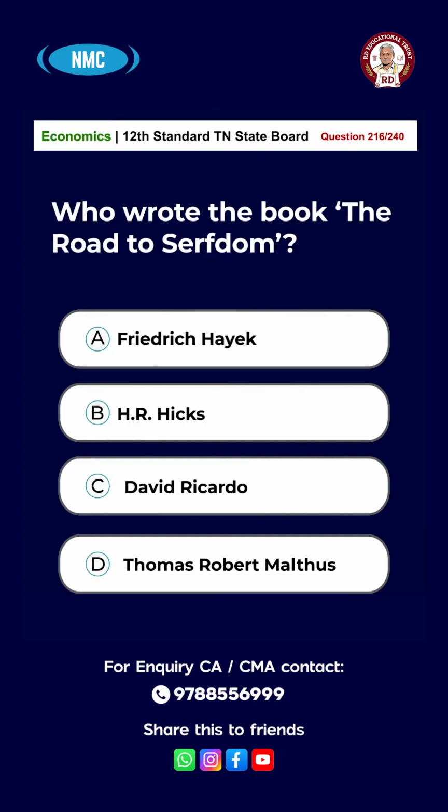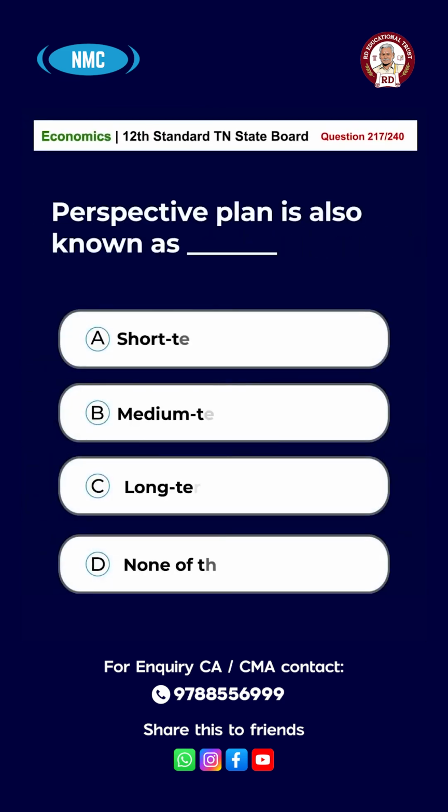Question number 216. Who wrote the book The Road to Serfdom? Option A. Frederick Hayek. B. J.R. Hicks. C. David Ricardo. D. Thomas Robert Malthus. And the answer is option A. Frederick Hayek.